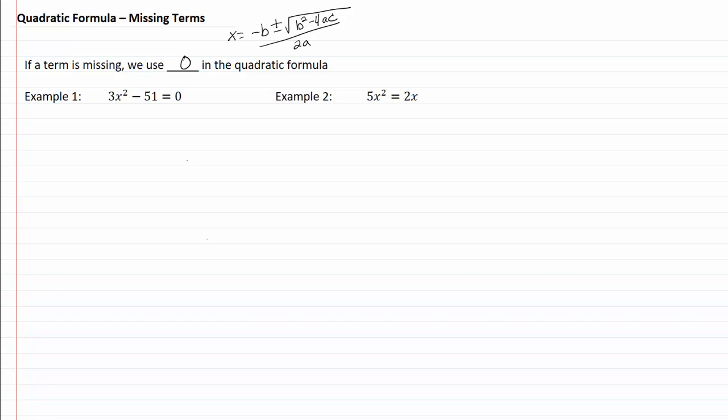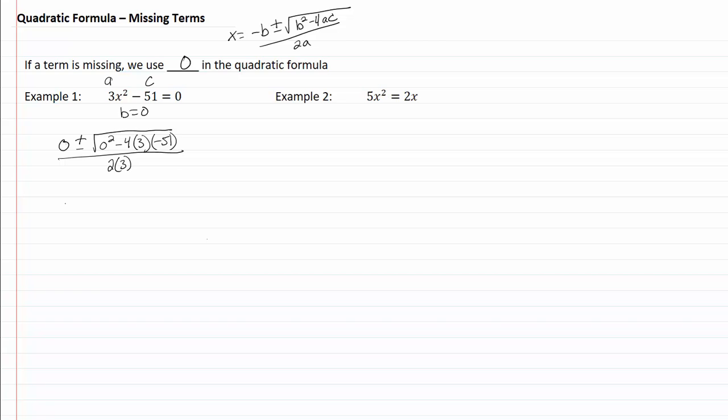In example 1, everything is equal to 0, so we don't have to do that. We have our a term and we have our c. We are missing our b, so we want to use that b is equal to 0. So throwing this in our formula, our b is 0 plus or minus the square root of 0 squared minus 4 times our a times our c all over 2 times our a.